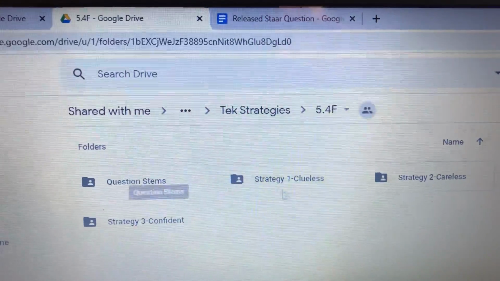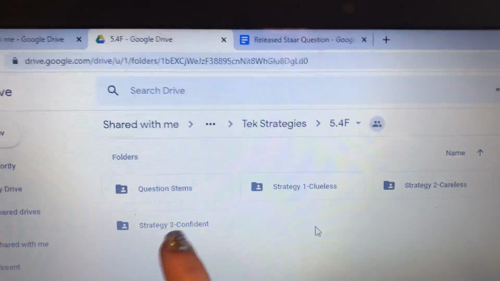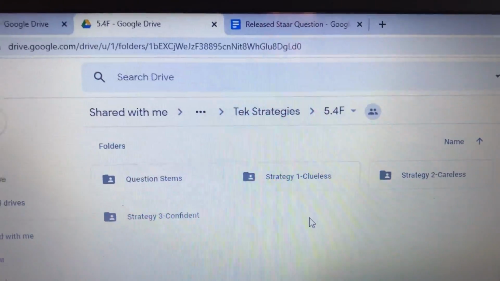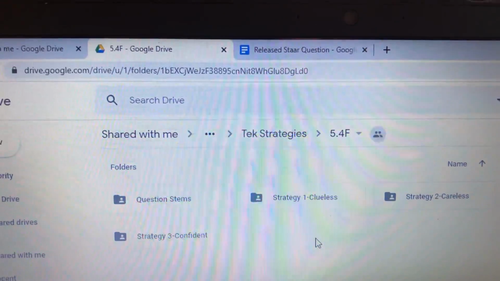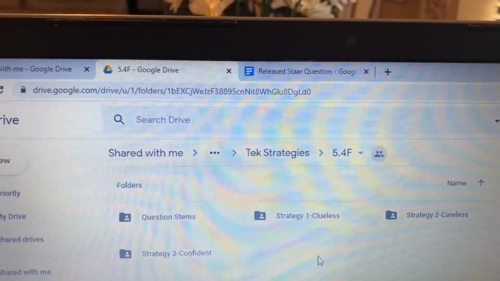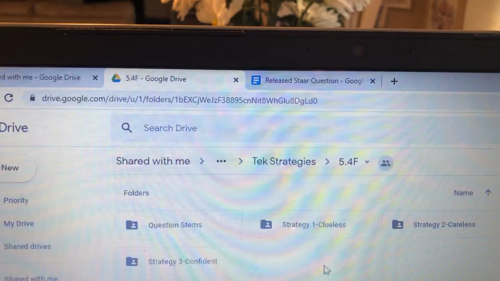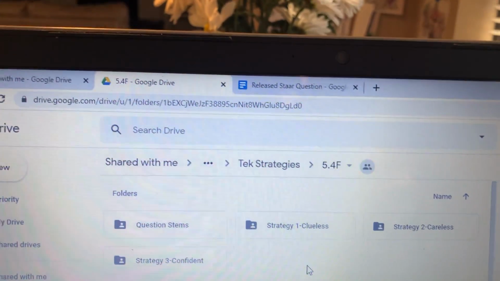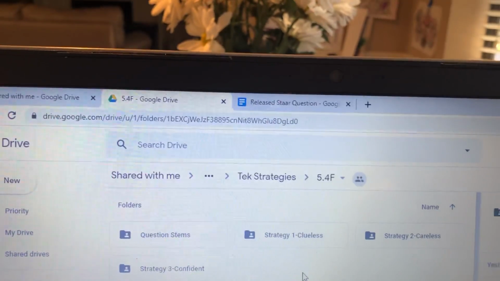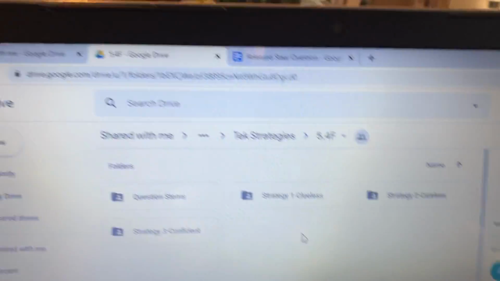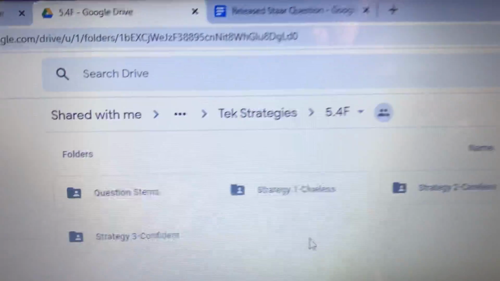So basically, we're having them do 3 different strategies that day for this TEK, if they have time, because these can take a while. So they only have to do 3 questions they're thinking deeply about, versus giving them a packet and just doing rote practice, when half the time the kids are like, I don't know what I'm doing anyways.